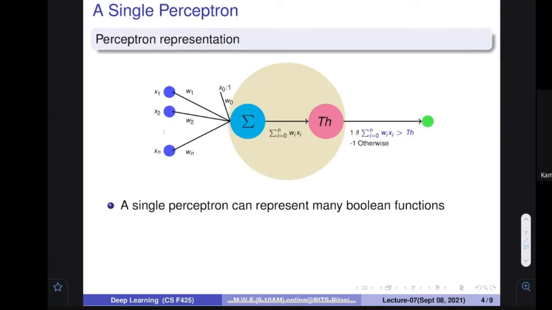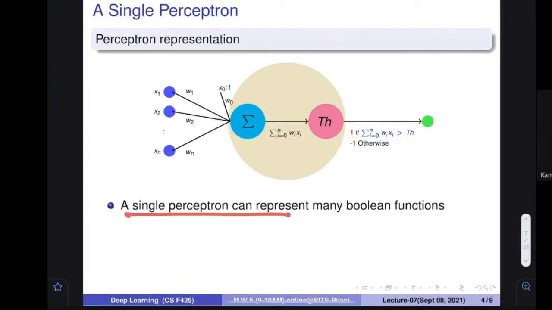So come with me. This is the perceptron model where X is the input and there are weights, and then you find the summation and apply a threshold. If it is greater than the threshold, the output is one, otherwise minus one, or zero or one, whatever you wish to give.